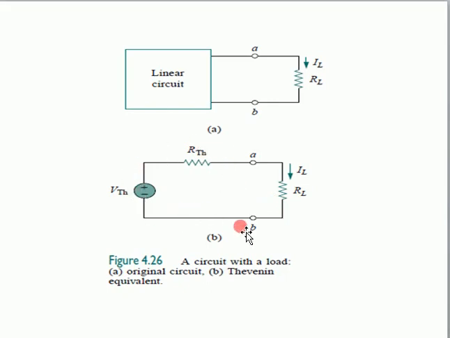So if we have to find out the value, let's suppose the current IL, that is the current flowing through the load resistor, then what we have to do is simple: all values are known to us. We will simply find the current of this circuit. As in a series circuit, current remains the same. So by doing this, we can get the value of IL.